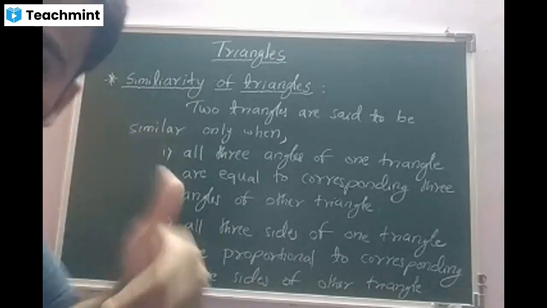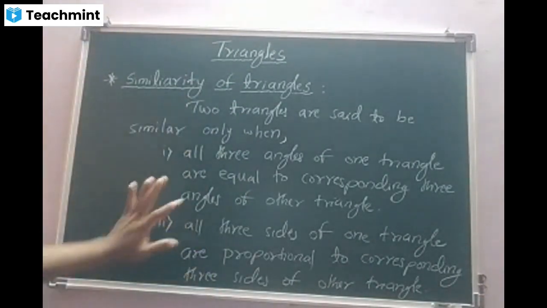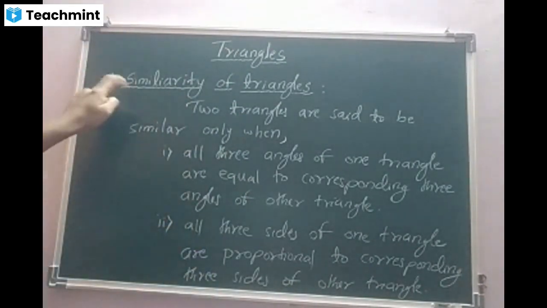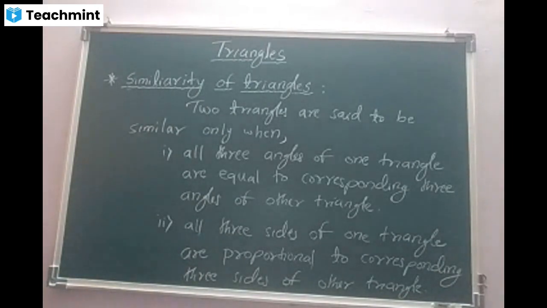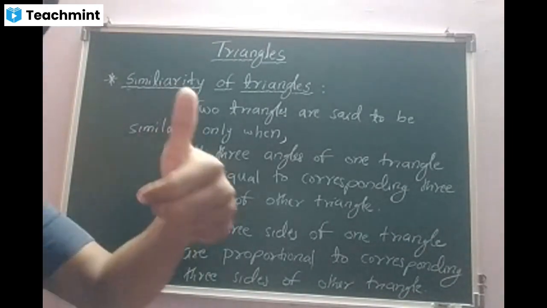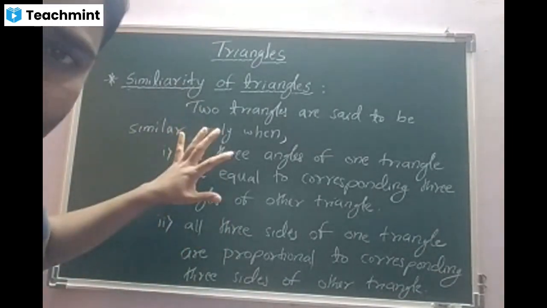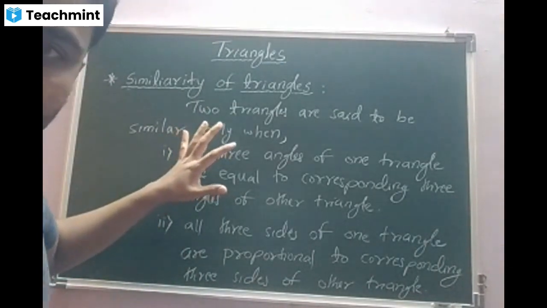Yes, sir. Beta, read out the things fast. Two triangles are said to be similar only when, first, all three angles of one triangle are equal to the corresponding three angles of the other triangle. Second, all three sides of one triangle are proportional to the corresponding three sides of the other triangle. Very good, beta. All of you have written?